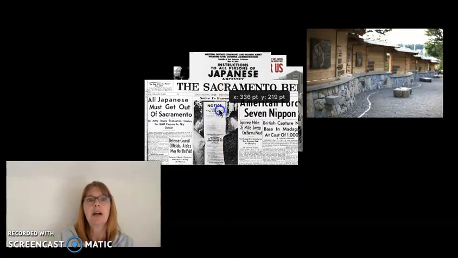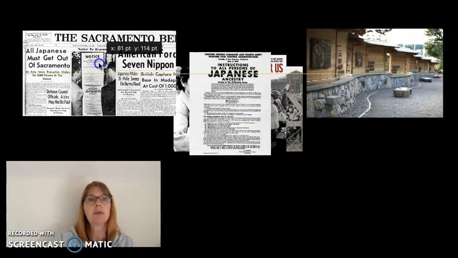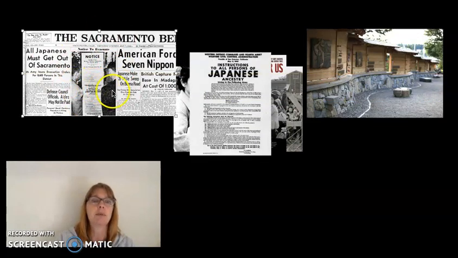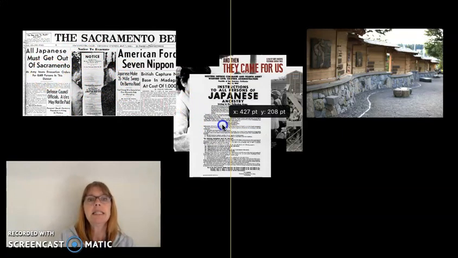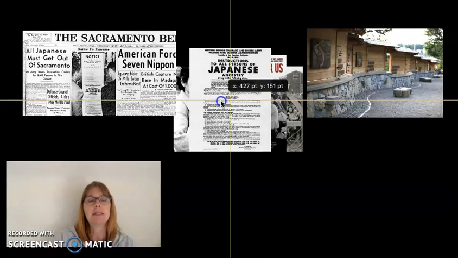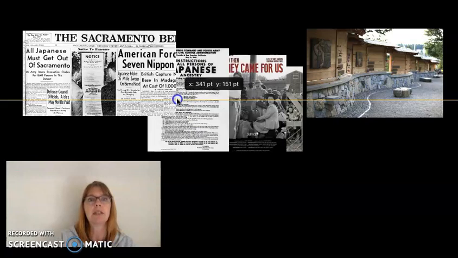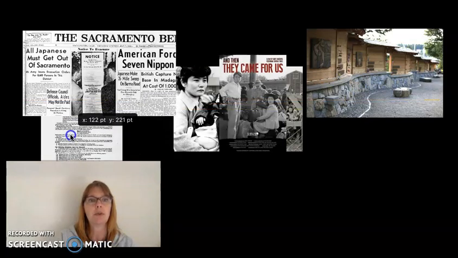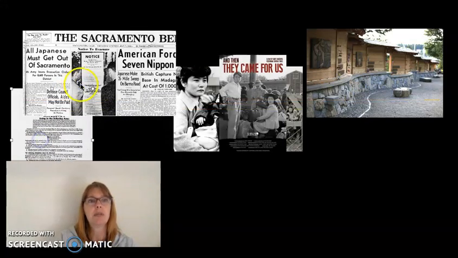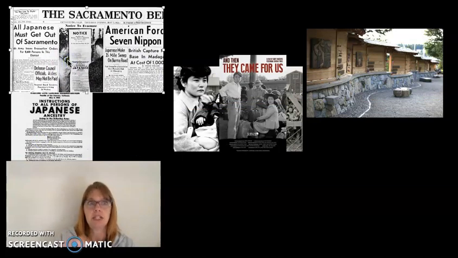This is a newspaper article. So the newspaper article, even though it's a photograph of the newspaper article, is a primary source. It is from the time period of the event. This is instructions that would have been pasted to storefronts and poles and things, giving Japanese people instructions of what they need to do in order to become interned. So this is a primary source. It's a document from the time.